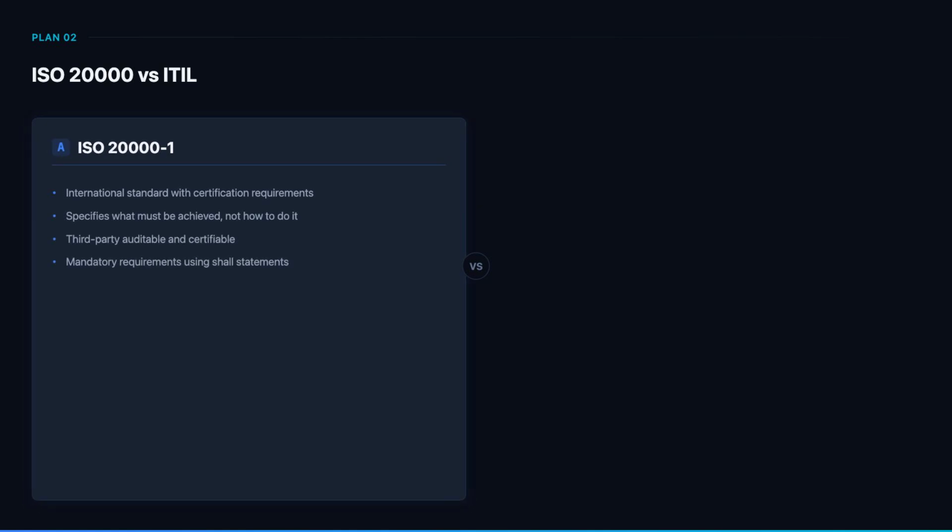Organizations often ask how ISO 20000 relates to ITIL. Understanding the difference is essential. ISO 20000-1 is an international standard that specifies requirements for a service management system. It defines what must be achieved, but allows flexibility in how. Organizations can be audited and certified against it by accredited certification bodies. Requirements use the word shall, making them mandatory for certification.